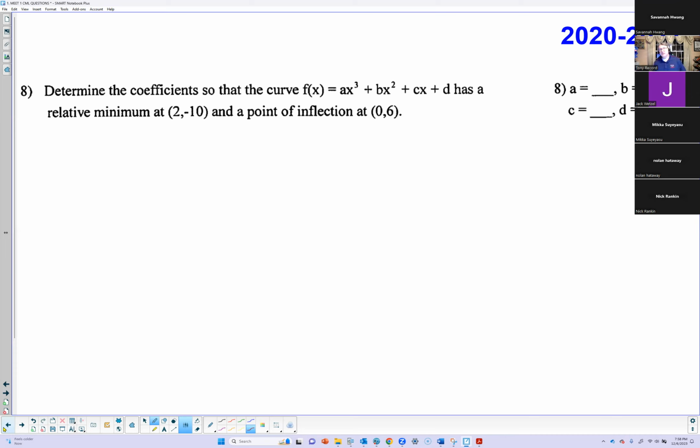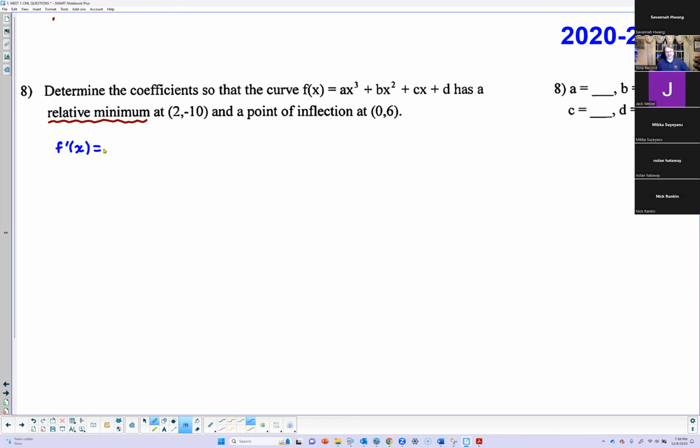This is actually a great question in that it has a lot to do with what you guys are studying right now in the class. So it says, determine the coefficients so that this curve, ax cubed plus bx squared plus cx plus d, would have a relative minimum at 2, -10 and a point of inflection at 0, 6. So start thinking about relative minimum. Relative minimum can only occur when the derivative is equal to what? And the answer is 0.